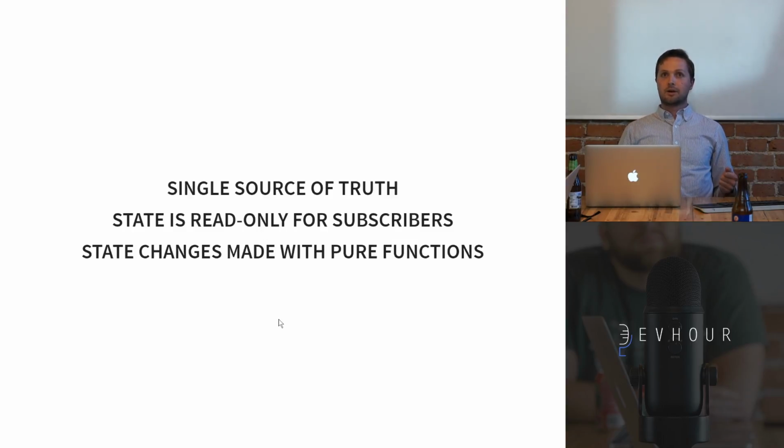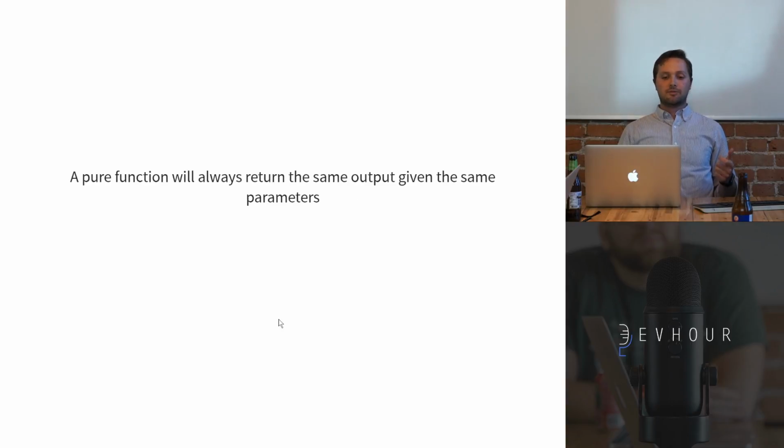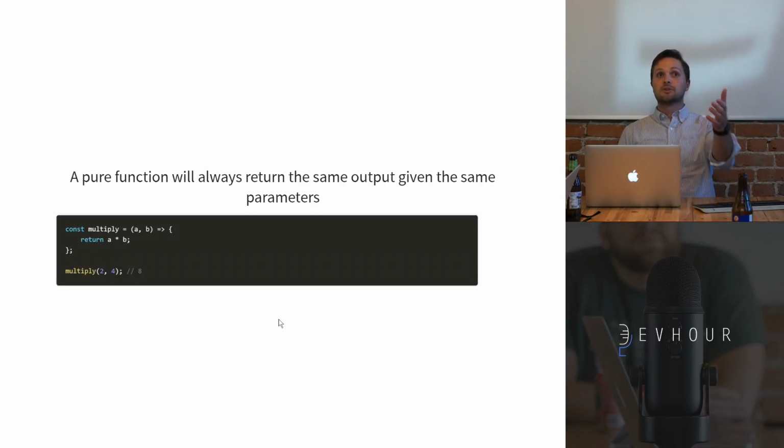And what are pure functions? A pure function is something that will always return the same output given the same parameters. It doesn't matter where it exists in your application. If you give it the same parameters, it's always going to give you the same output. So a pure function would be something like this. We have a function that multiplies its parameters. If we give it a 2 and a 4, it doesn't matter where it is, it's always going to come back with an 8. That's a pure function.